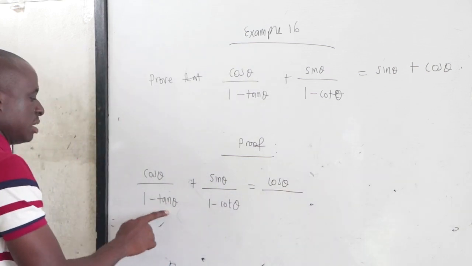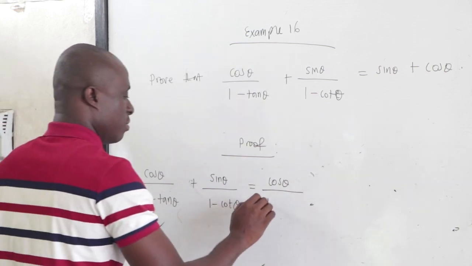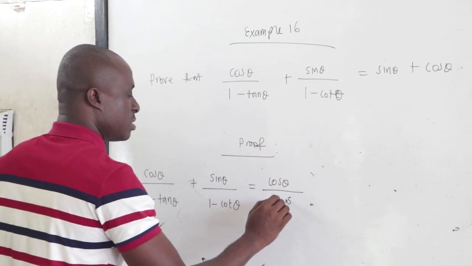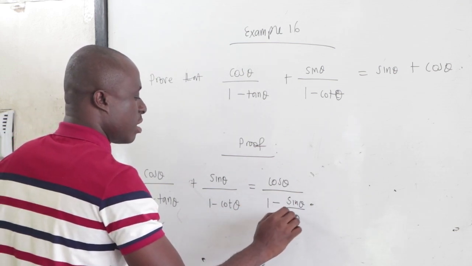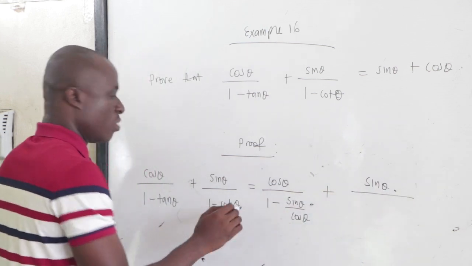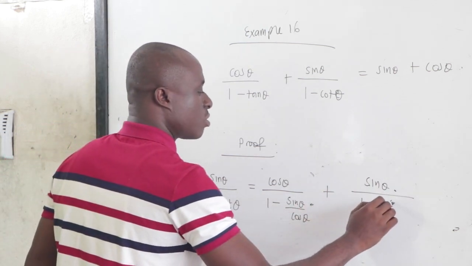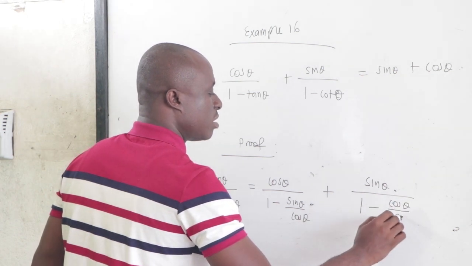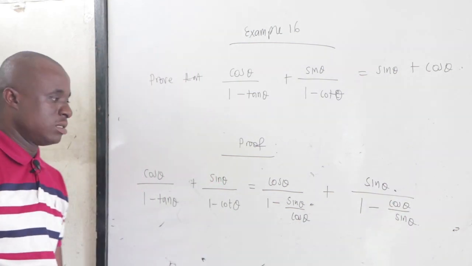Now, let's see this. We have 1. But then the tan theta is what? It can be expressed as sine theta over cos theta. Plus, here we have sine theta over 1 minus cos theta. So that is sine theta all over 1 minus cos theta.